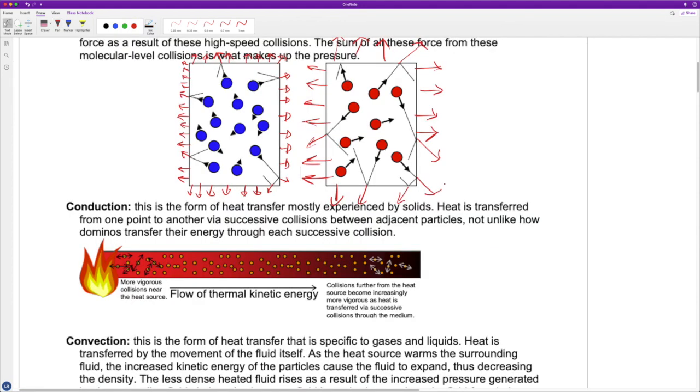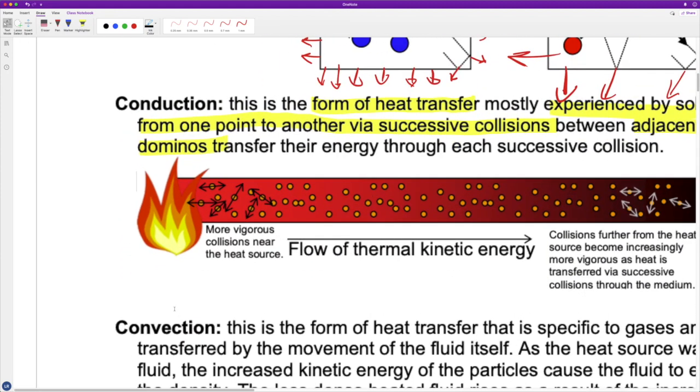which then brings us to the next idea, the concept of conduction. Well, what is conduction? So this is a form of heat transfer that is experienced mostly by solids, and the heat is transferred from one point to another via successive collisions between adjacent particles. So it's kind of like a domino effect. As each domino hits another domino, that energy is transferred each time. So I always give this the nickname as the mosh pit of chemistry. So basically what occurs is when one atom vibrates back and forth, it causes its next door neighbor to vibrate back and forth violently. And this continues on all the way down the line.